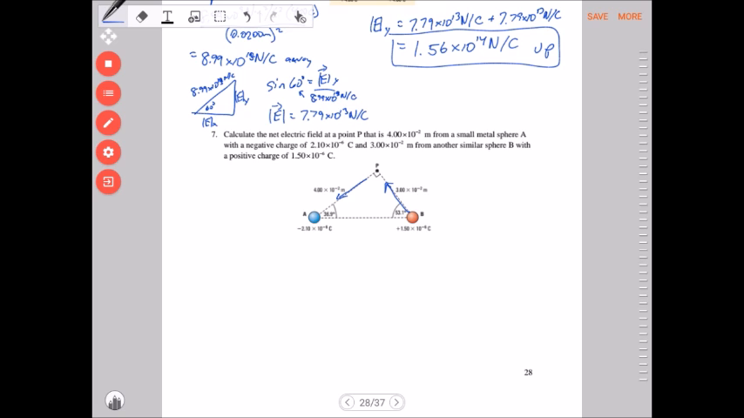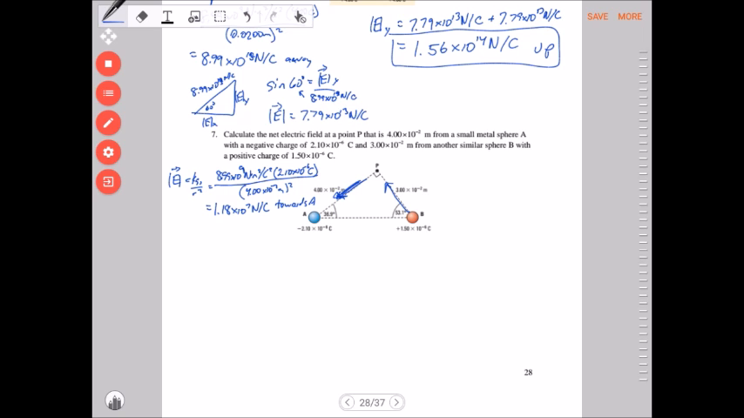The first thing we have to do is figure out the electric field between A and point P. The electric field because of A is KQ1 over R squared. So 8.99 times 10 to the 9th newtons meters squared per coulomb squared times 2.10. Remember, we don't put the negatives into these. We've already considered the negative by drawing that arrow going towards object A. And that is 4.00 times 10 to the negative 2 meters away. So the electric field here is 1.18 times 10 to the 7 newtons per coulomb towards A.